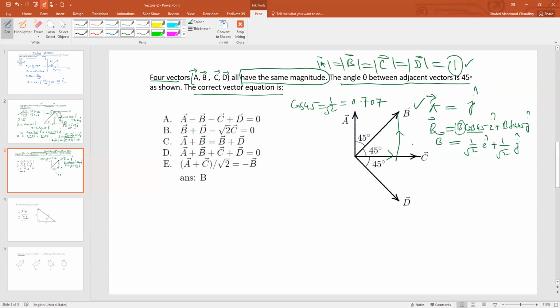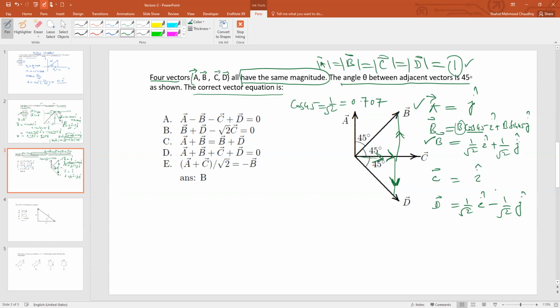Now A is clear, B is clear. Now the C vector. The C vector is only along the x-axis, so its component will be only the I unit vector. So what is the D vector? You just draw a line. This is one component, this is another component. Here you can write the same equation as B, but the difference is that this is opposite to this one, while this line and this line are the same. So you can write 1 over root 2 I minus 1 over root 2 J, opposite to this one. Other things are the same.